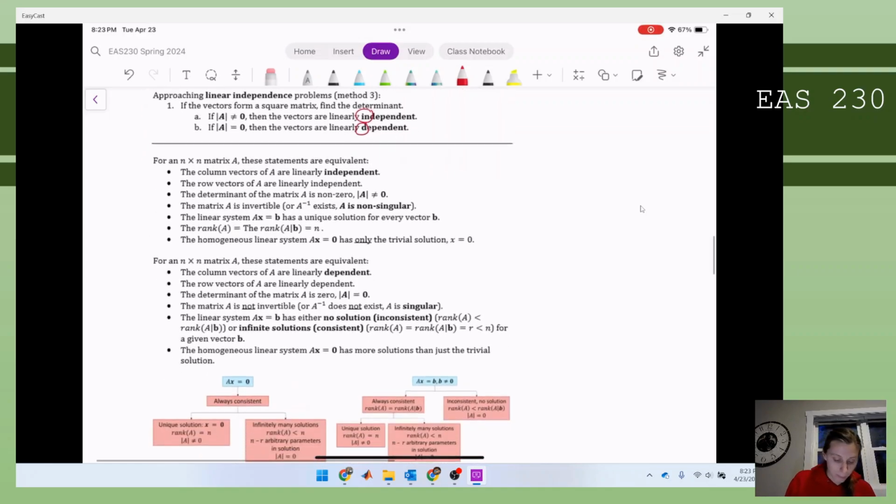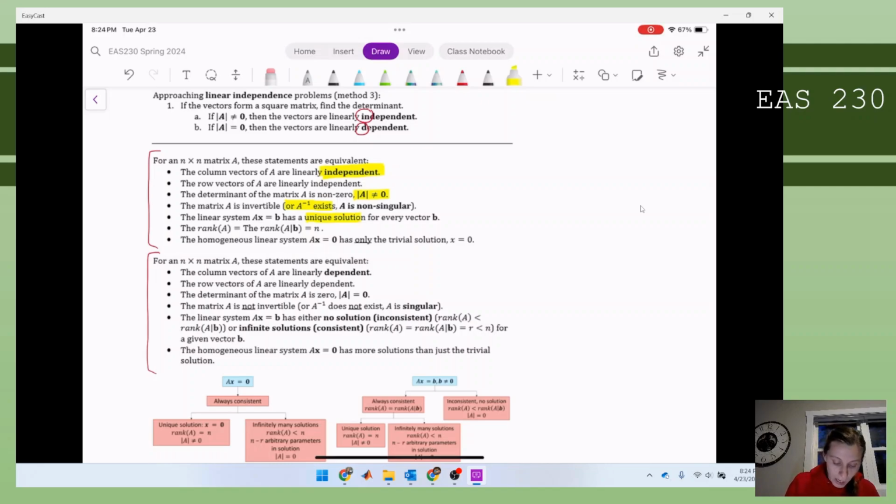So, here's a summary of everything we can conclude given one piece of information. For an A matrix, if my vectors are linearly independent, whether my rows or my columns, it doesn't matter, that automatically means that the determinant of A is not 0, that it's non-singular, that A inverse exists. It means I'm going to have a unique solution, one solution for every single B vector. It does not matter what B looks like. I will have a unique solution.